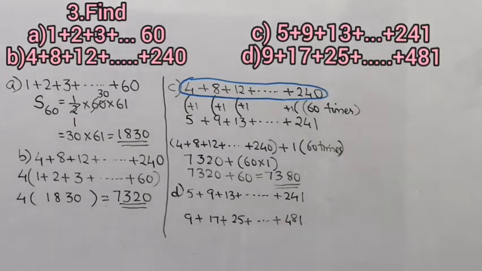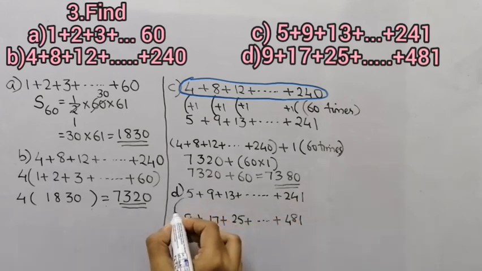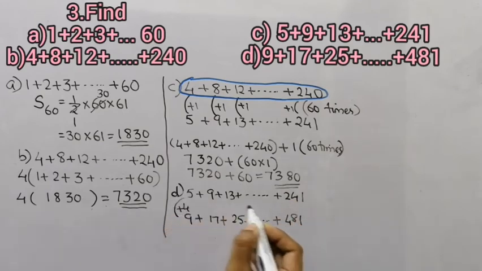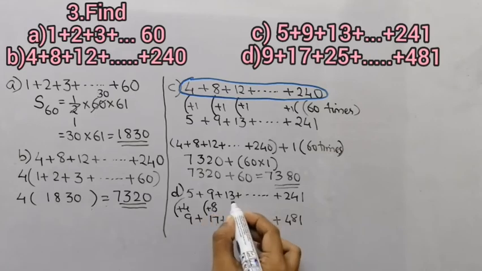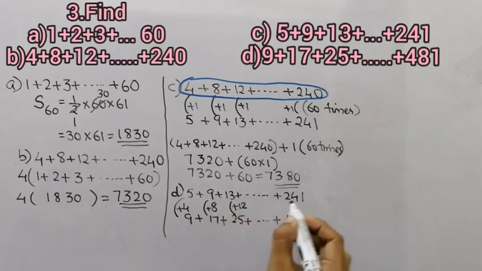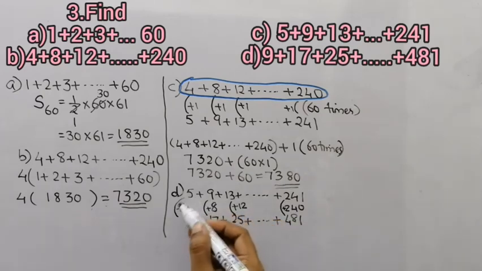So here is how we can do it. Just see how much we are adding here. 5 plus 4 is 9. Next one, 9 plus 8 is 17. 13 plus 12 is 25. 241 plus 240 is 481. Understood?